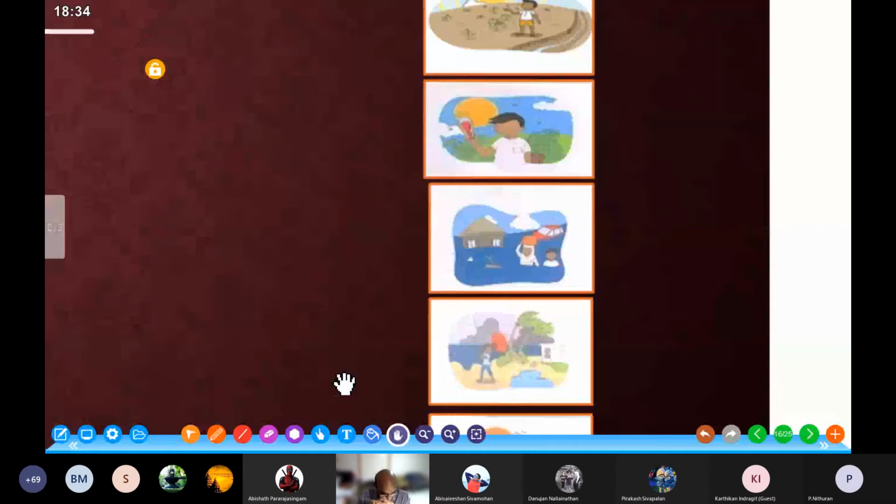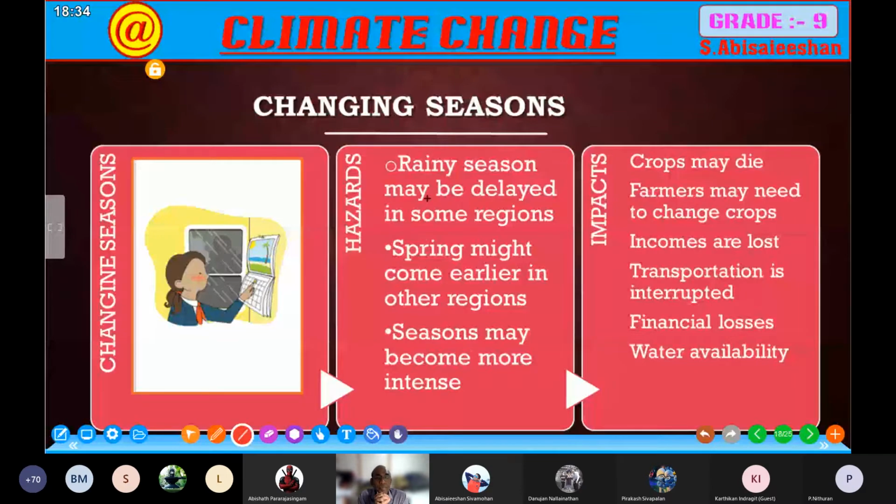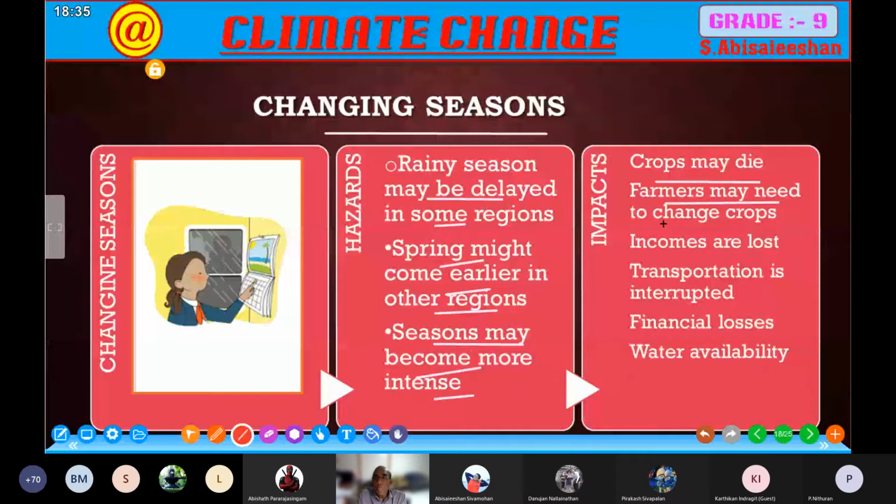Climate and weather impacted by climate change. Can you guess which hazards and impacts they may relate to? Changing seasons. Hazards: rainy season may be delayed in some regions, spring might come earlier in other regions, and seasons may become more intense. Impacts: crops may die, farmers may need to change crops, incomes are lost, transportation is interrupted, financial losses, and water availability. These all are impacts related to these hazards.